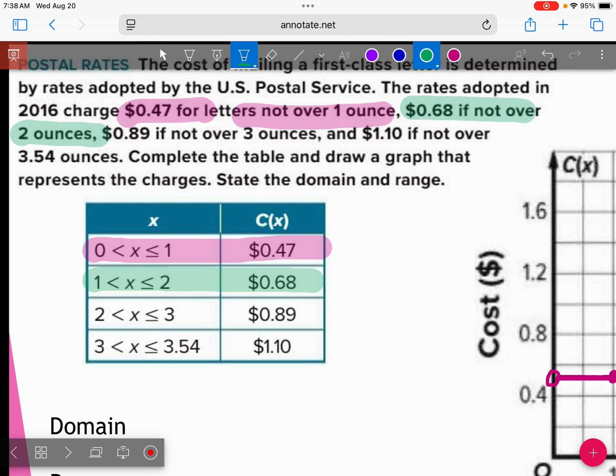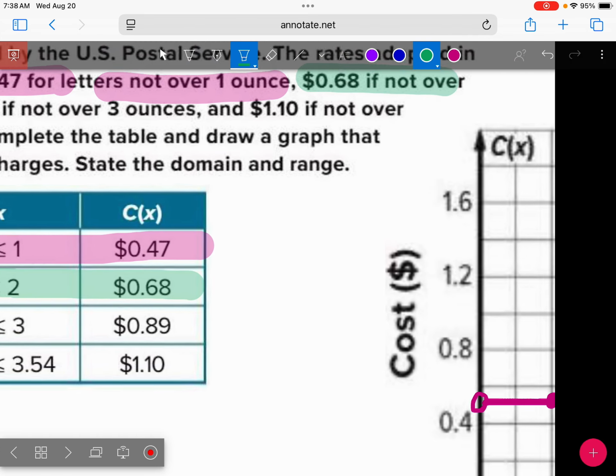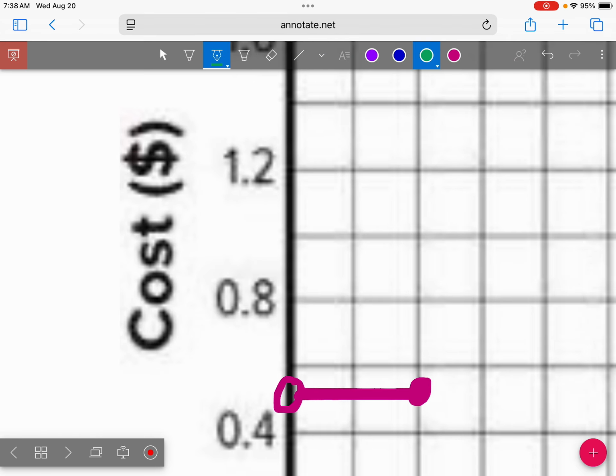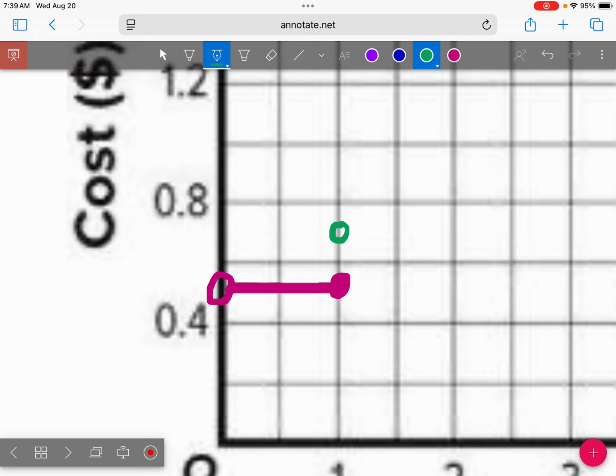But the way we say it's as close to 1 as possible without actually equaling 1 is when we put that open circle. So we're going to have this open circle on the 1 at about our 68 cents. And that goes from 1 ounce up to 2 ounces. I plop my envelope on the scale and it says 2.00. They are charging me the exact same amount as if it said 1.0001.